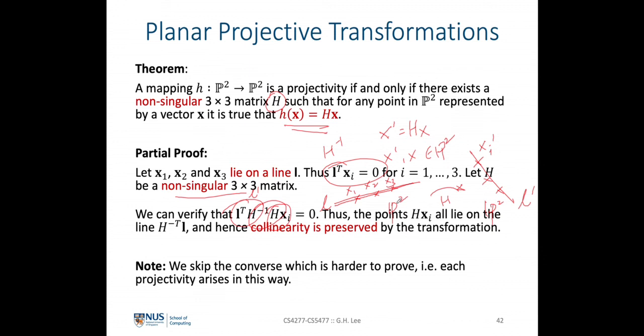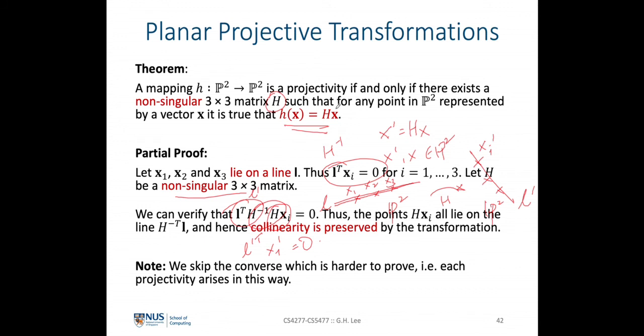What this means is that, after the transformation, my L prime multiplied by the xi prime over here will still be equal to 0. What this means is that all the 3 points after the homography mapping will still be collinear to each other and will still be lying on the line. Hence, the collinearity is preserved by the transformation.